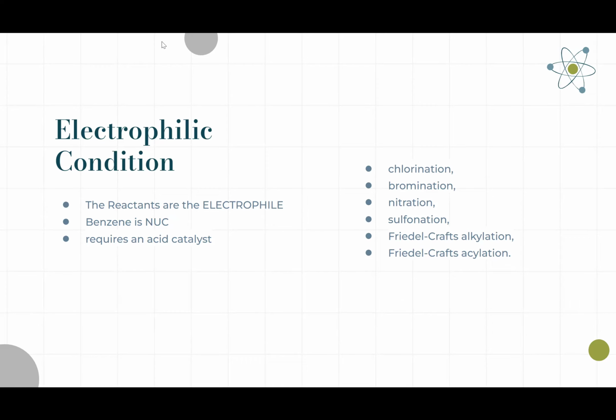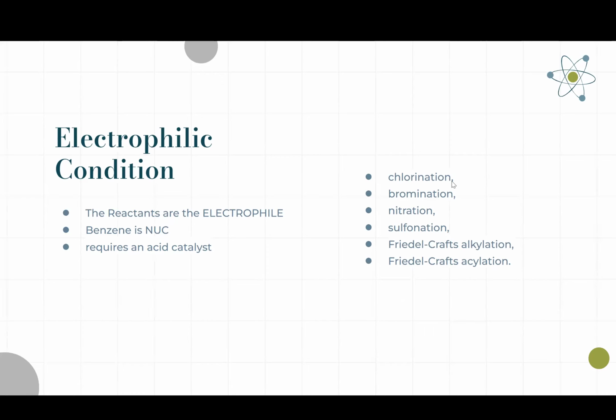For chlorination and bromination, it's Cl2 and Br2. These two are together. Nitration and sulfonation: nitration is NO3 and sulfonation is SO4, and those two are in pairs. Friedel-Crafts acylation and Friedel-Crafts alkylation are also in pairs. Just remember that the alkylation is this one and acylation is this one. We will get into more detail about the para directors later on. And just keep in mind that this guy is able to rearrange.